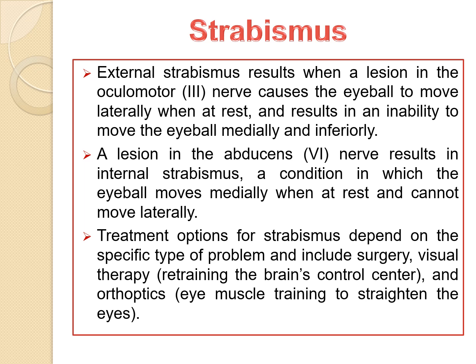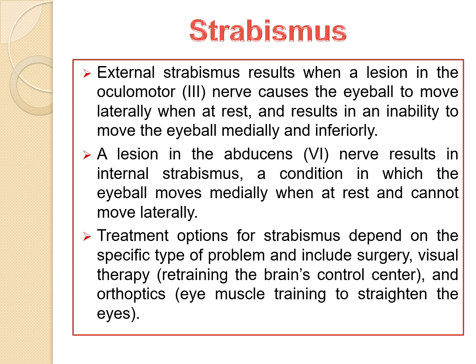That is a condition in which the eyeball moves medially when at rest and cannot move laterally. In external strabismus, it moves laterally when at rest and cannot move medially or inferiorly. Whereas in internal strabismus, the eyeballs move medially when at rest and cannot move laterally.